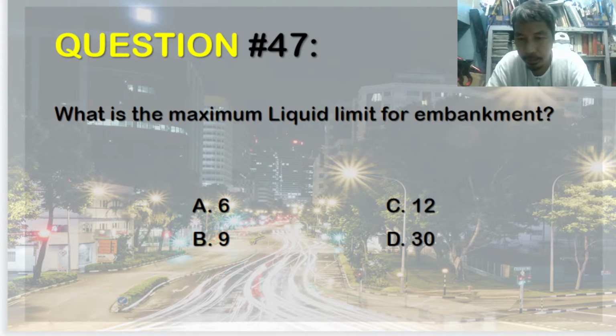So, okay, so let us again, what is the maximum liquid limit for embankment? A 6, B 9. So this is in terms of percent. This means A 6%, B 9%, C 12%, D 30%. Okay, that is what we mean by liquid limit. Okay, so that is the fifth.